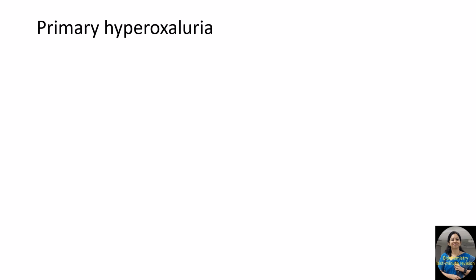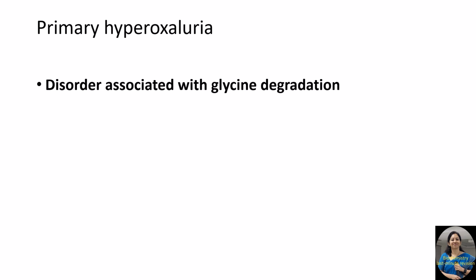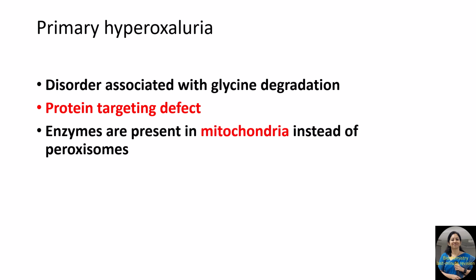Coming to the other disorder associated with glycine metabolism, primary hyperoxaluria. This is a protein targeting defect. The enzymes, instead of being in the peroxisome, are present in the mitochondria.